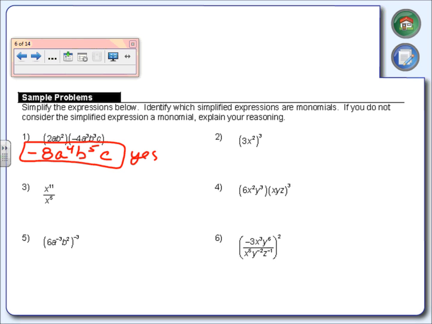Well, remember, 3 cubed means 3 times 3 times 3. So at least do that much. 3 times 3 times 3. What is that? 27.